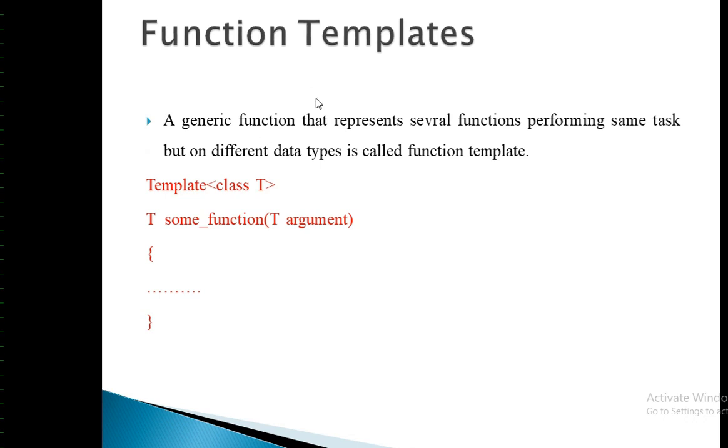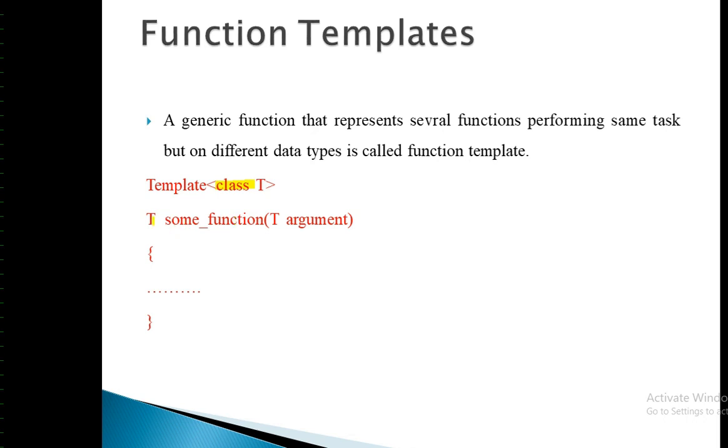Function template. So how to define the function template? A generic function that represents several functions performing the same task but on different data types is called a function template. So template class T: either we can use the class keyword or we can use the typename keyword. There are two options. T is declared as a generic data type, T some function, T argument.